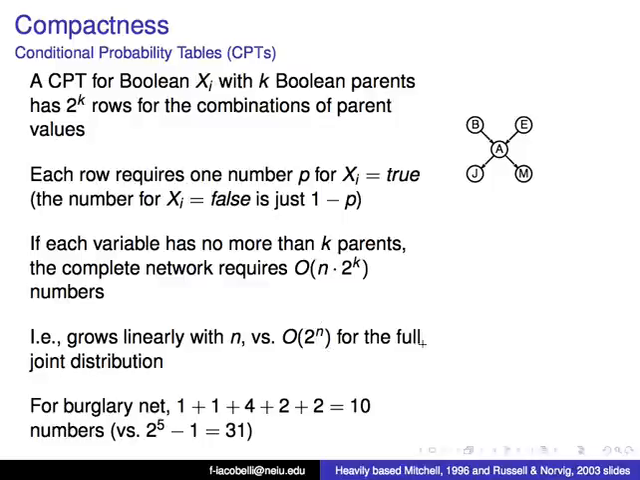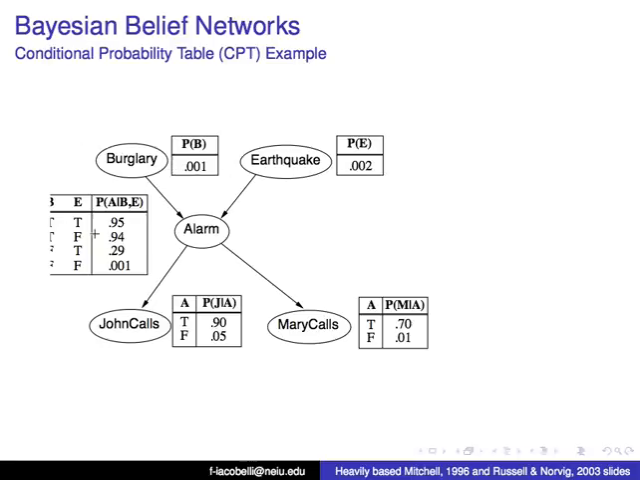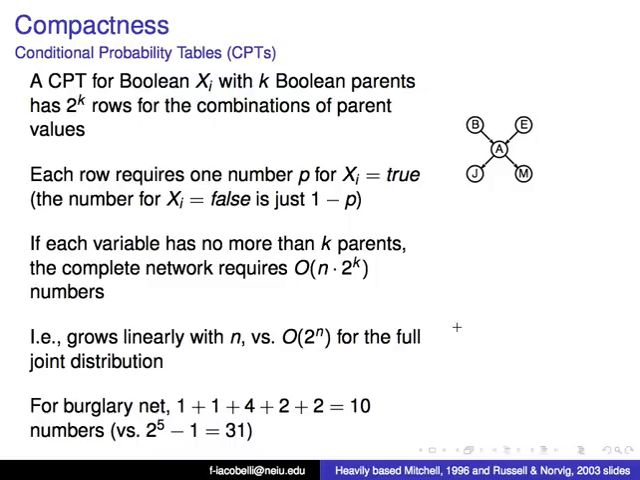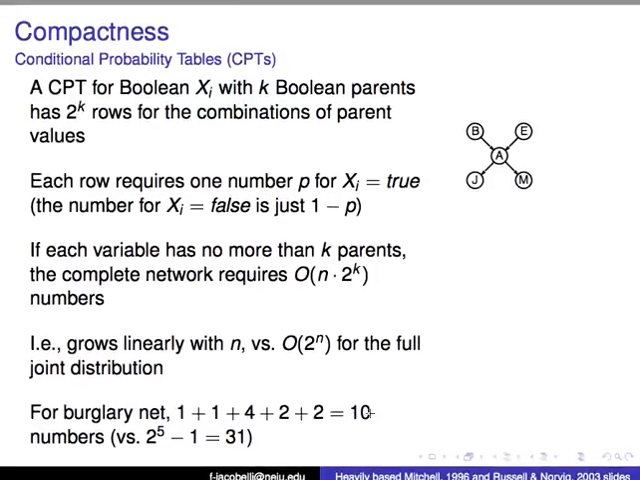Now for the burglary net, we have the number of variables, right? So we have 1, 1, 4, 2, and 2 values. So to fully describe the network, we only need 10 values versus 31 if we had the joint probability distribution. Now, if we had one more node, say with one parent, we would have 11 values, but we would have 2 to the 6, so 64 minus 1, 63 entries in the joint probability distribution. This will grow a lot. This doesn't grow by much.